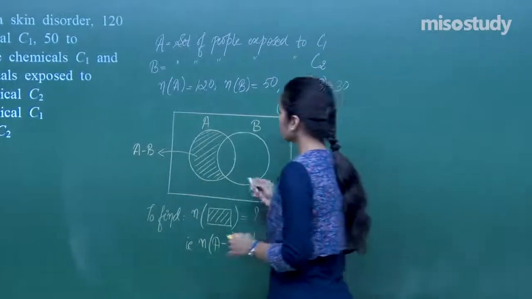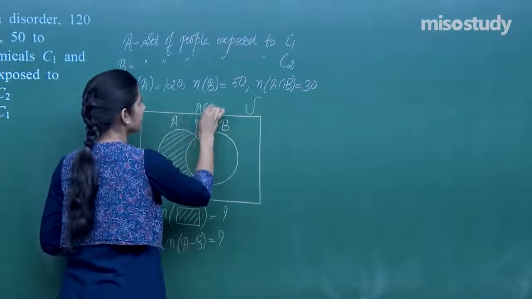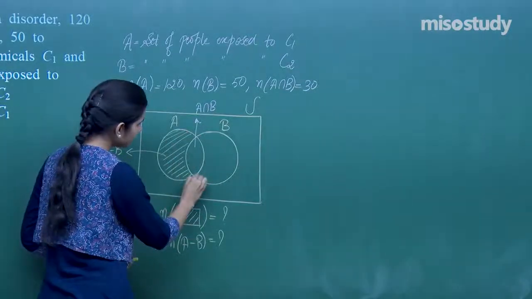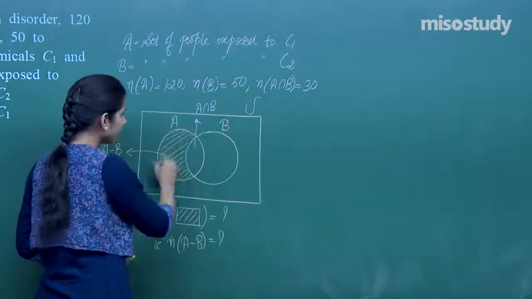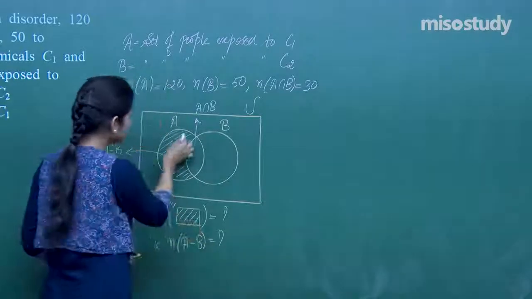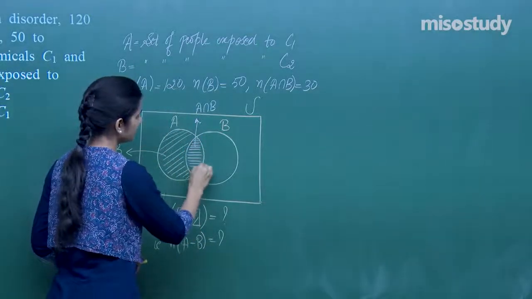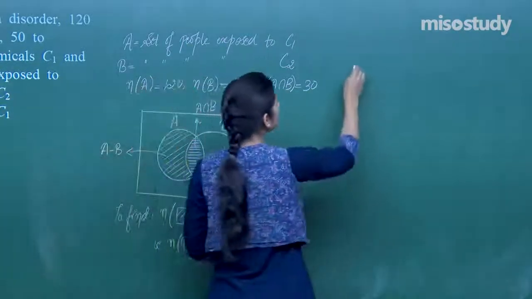I know A, you can clearly see complete set A. What is this? This is A intersection B. Now this much is A minus B, this much is A intersection B. A minus B union A intersection B is complete set A. Right, this is A minus B and this much is A intersection B. A minus B union A intersection B is set A.